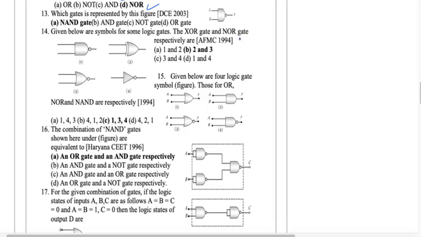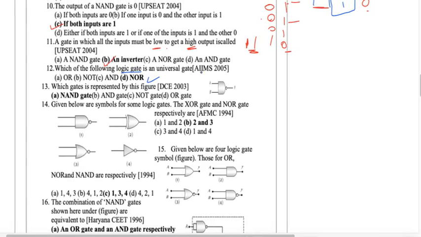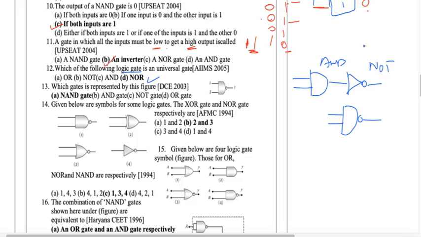Which gate is represented by the figure? This is the symbol of some gate. Now we have to find out. This is nothing but an AND gate, drawn like this, having an inverter to it. You can also draw it like this. So it is an AND gate and a NOT gate, which is nothing but a NAND gate. So the answer is not an AND gate. It is not even a NOT gate or an OR gate. The answer is NAND gate.